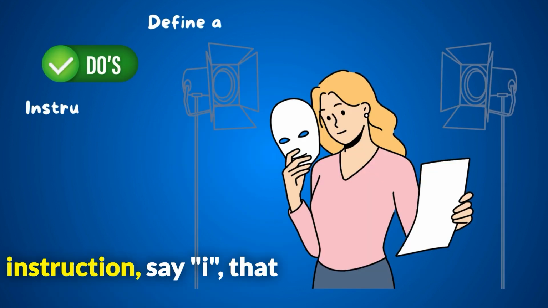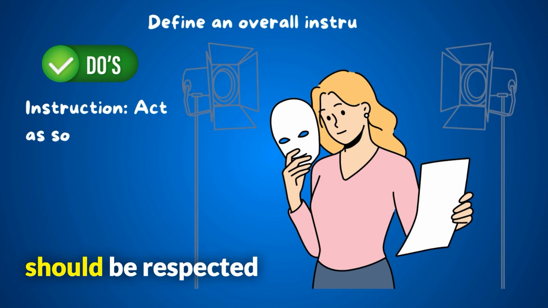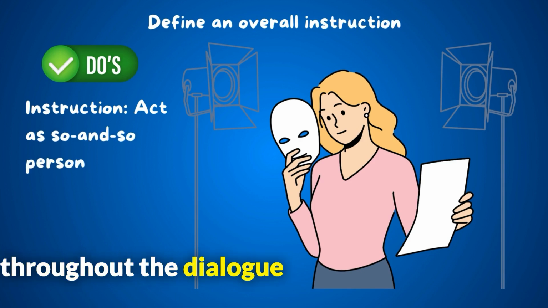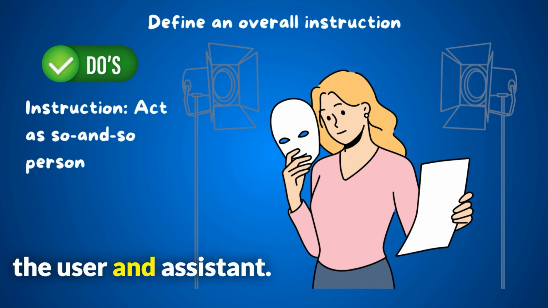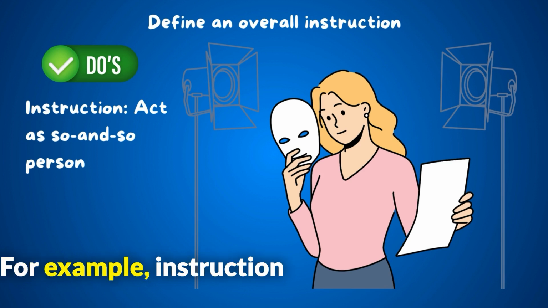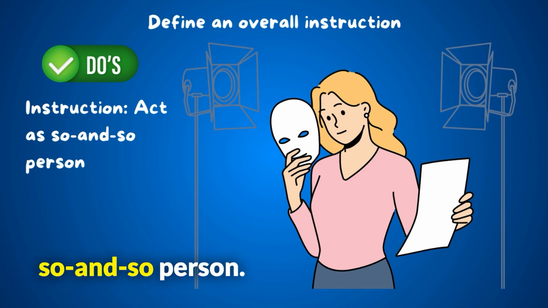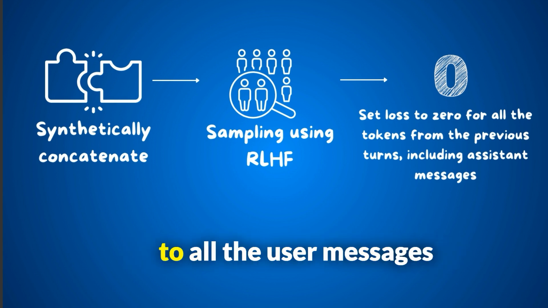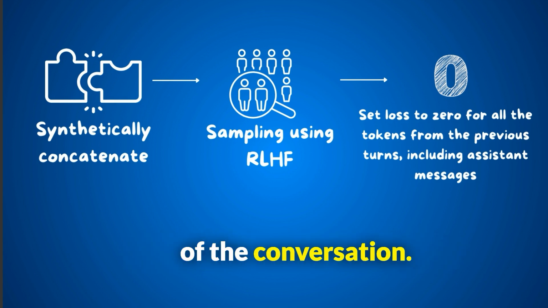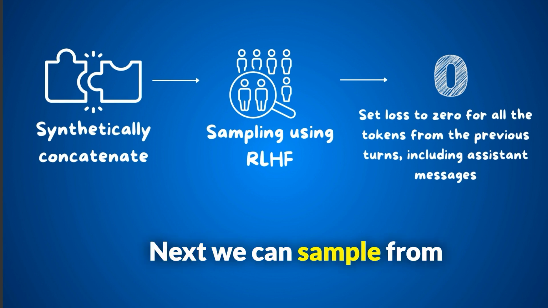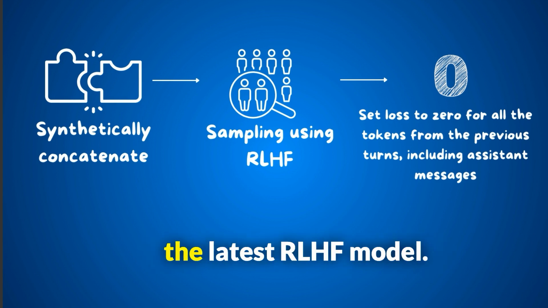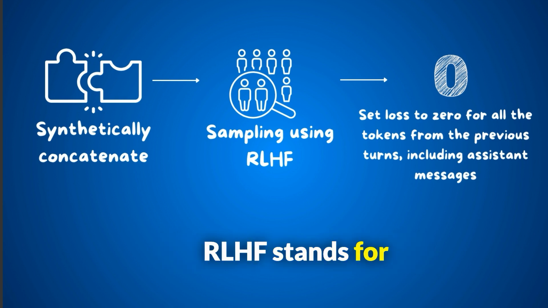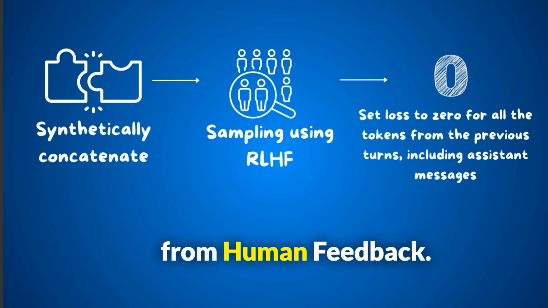Then we define an instruction, say I, that should be respected throughout the dialogue of conversation between the user and assistant. For example, the instruction could be act as so and so person. We can then synthetically concatenate this instruction to all the user messages of the conversation. Next, we can sample from this synthetic data using the latest RLHF model. RLHF stands for Reinforcement Learning from Human Feedback.